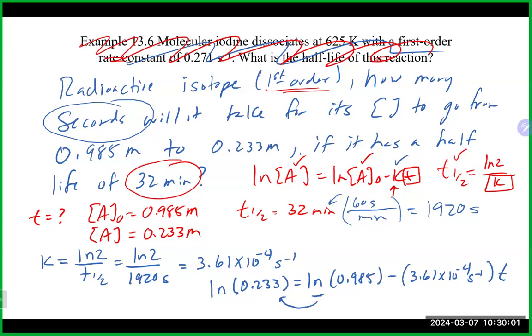So I'm going to take the natural log of 0.233 minus the natural log of 0.985. That is kind of the deal, if you might be familiar with the natural log of a numerator over a denominator, right? And that's, by the way, where the units go away. They're basically dividing in reality of math when you do that. And that will give us minus 1.4416 equals negative 3.61 times 10 to the minus 4 reciprocal seconds times our T.